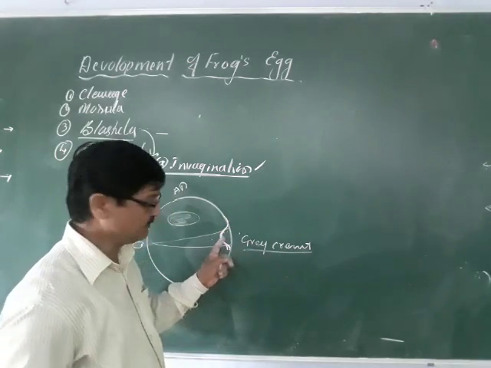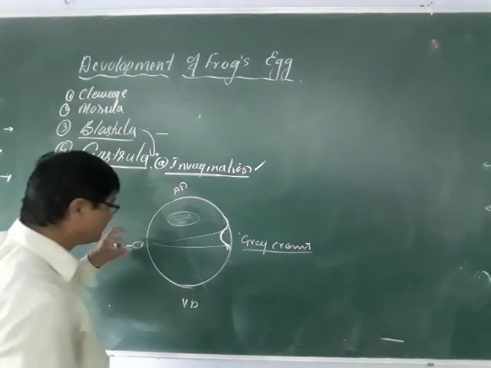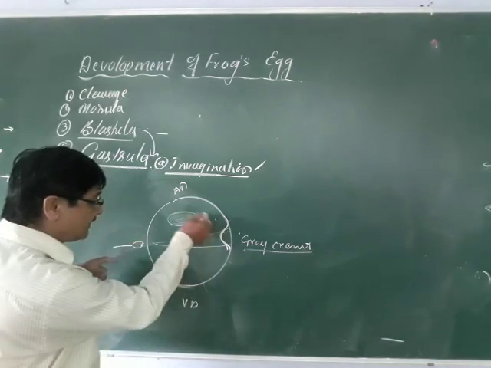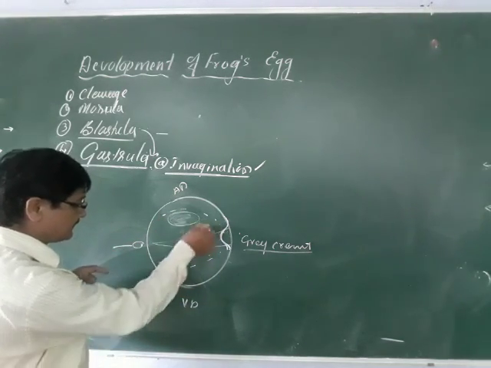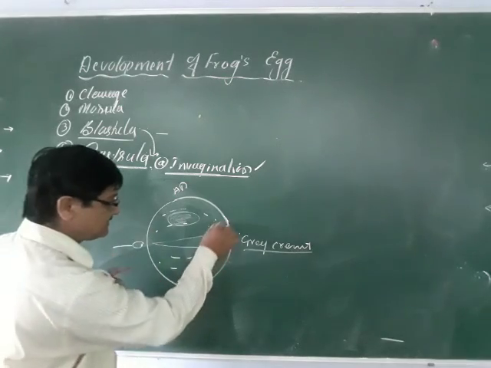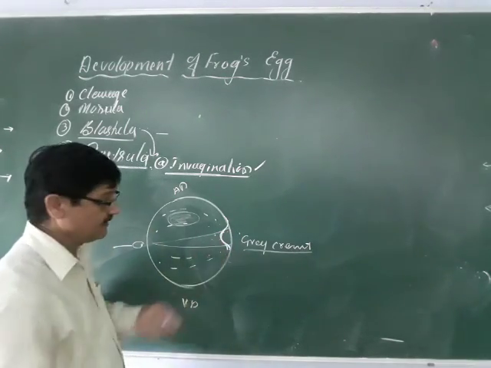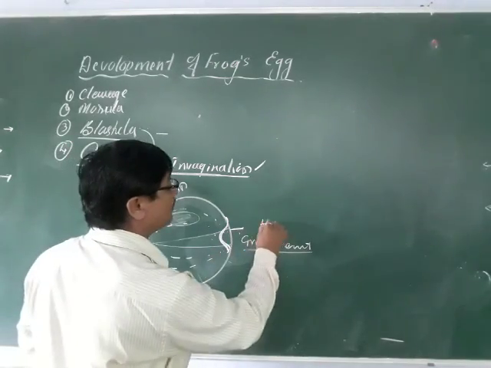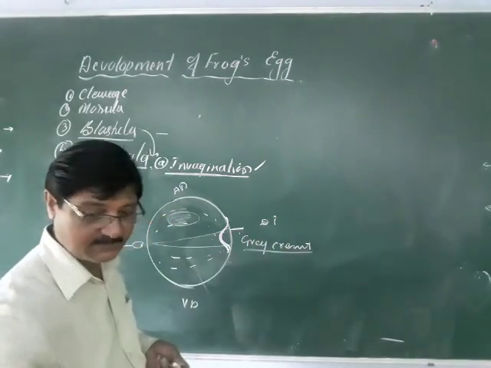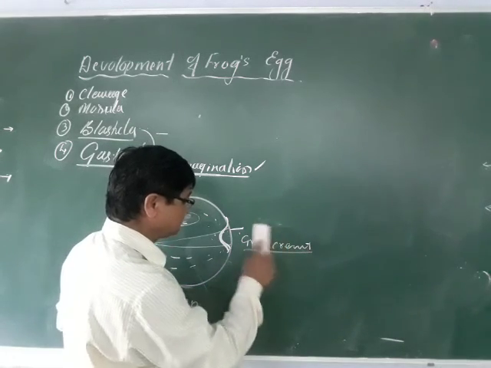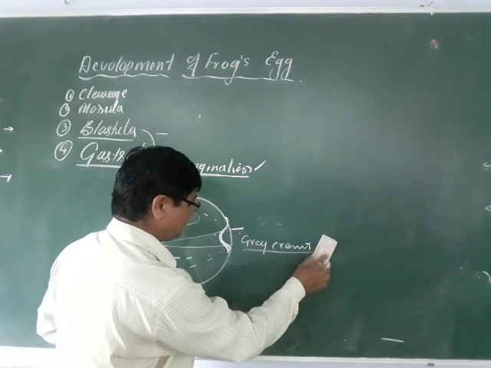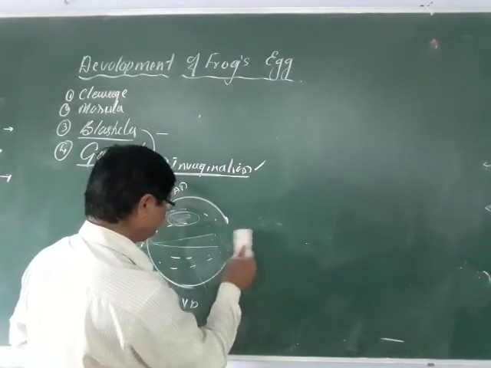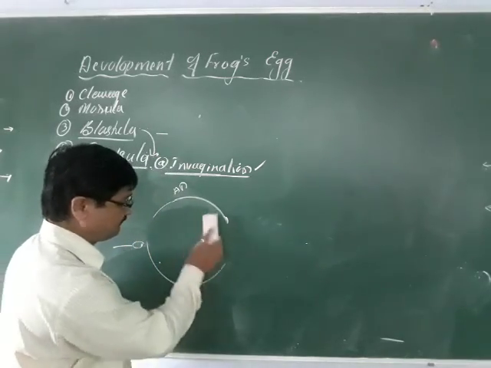That's the reason for the grey crescent, because it is very delicate. When the sperm hits, all the granules and cytoplasm come to this side, and this area becomes very weak. Weak means a thin layer. So what happens is that the dorsal side will be converted to the dorsal pole.